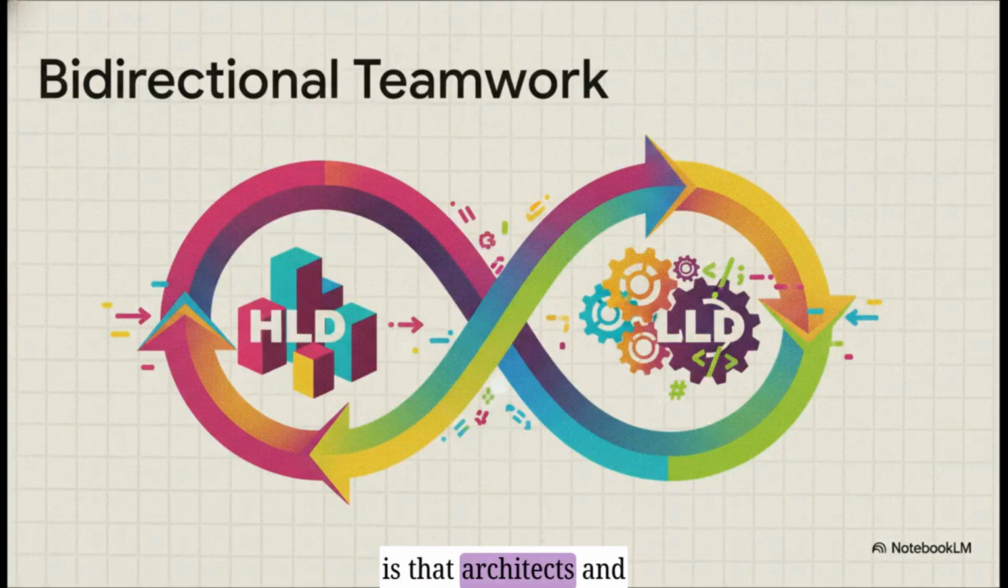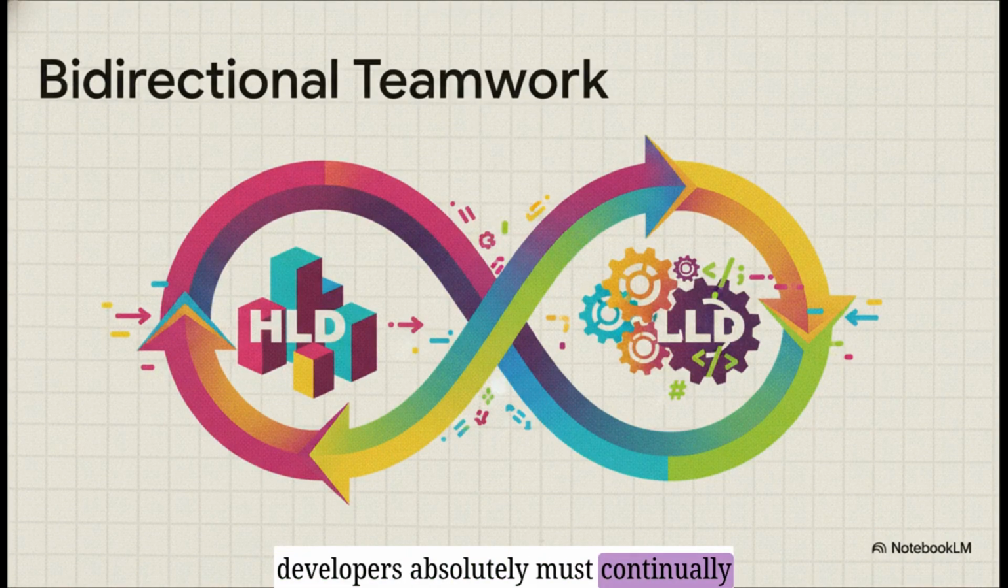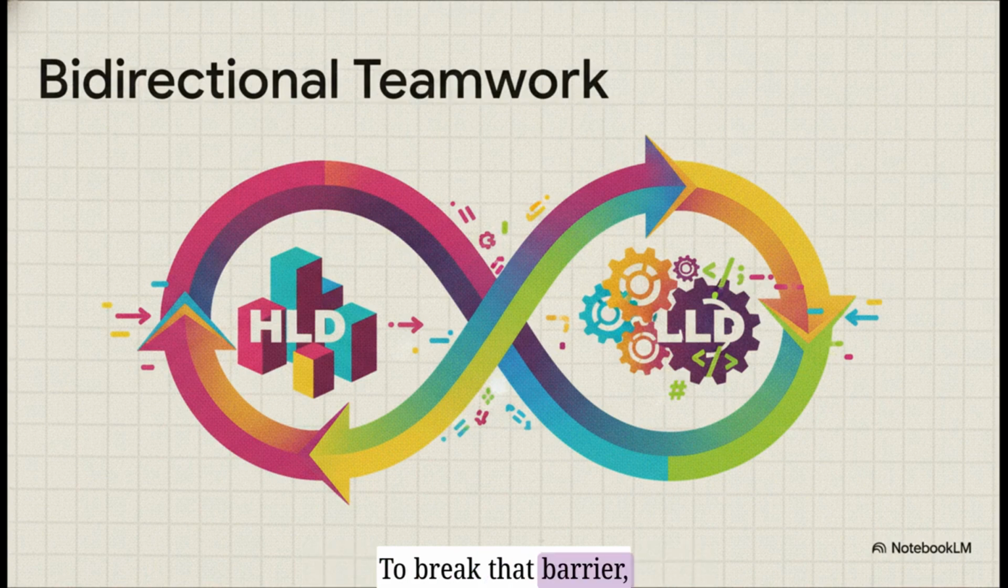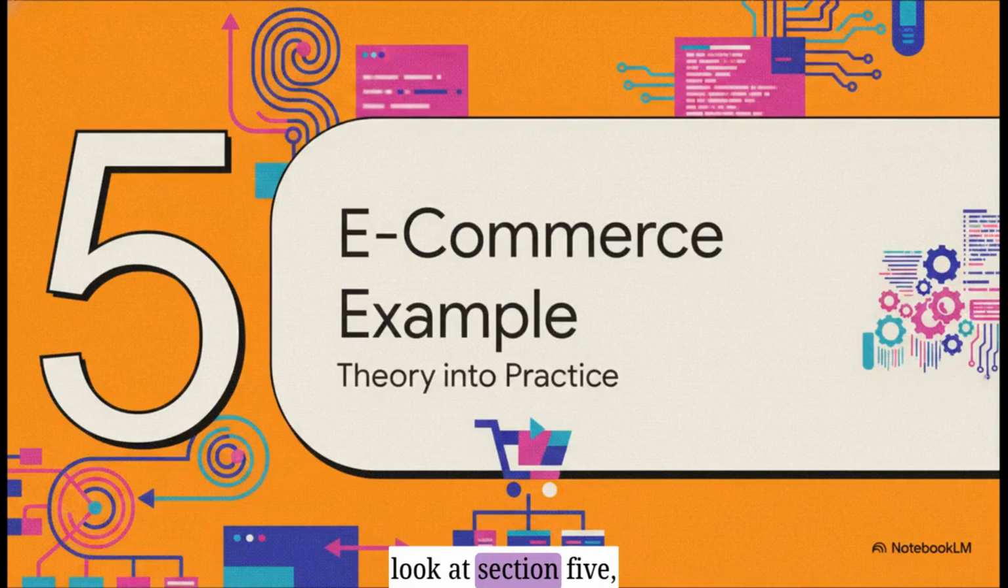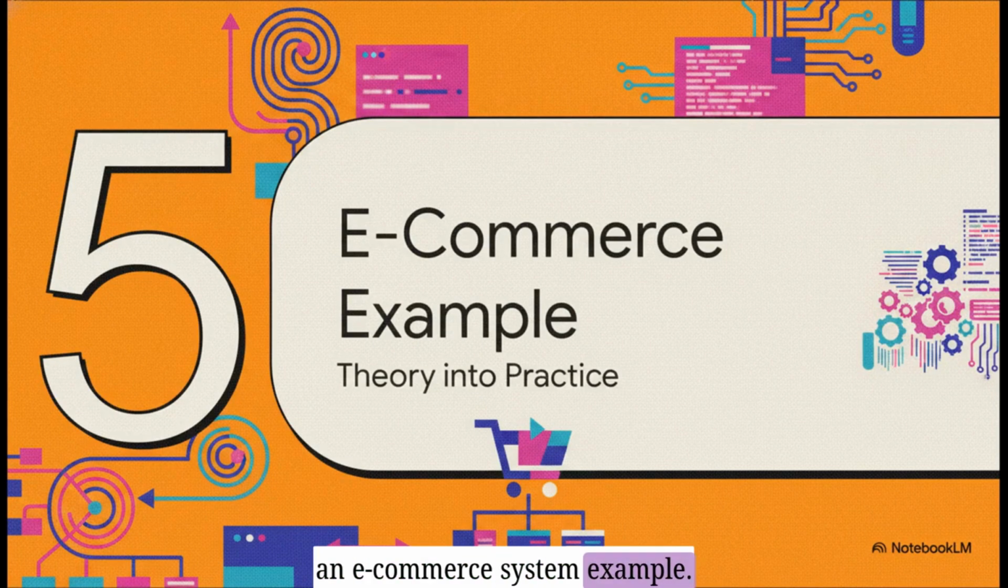So the crucial point is that architects and developers absolutely must continually communicate and iterate together. To break that barrier, they have to act as a single virtual team, building a truly bidirectional relationship. And this is a massive takeaway for us today. An architect's HLD components should never, ever be seen as the final word. Actually, scratch that. They're really just a first draft. Developers take that draft, begin their low-level design, and they'll always discover new constraints that require iterating on the architecture. At the same time, the architect has to trust the developer and avoid becoming a control freak who micromanages class-level code decisions.